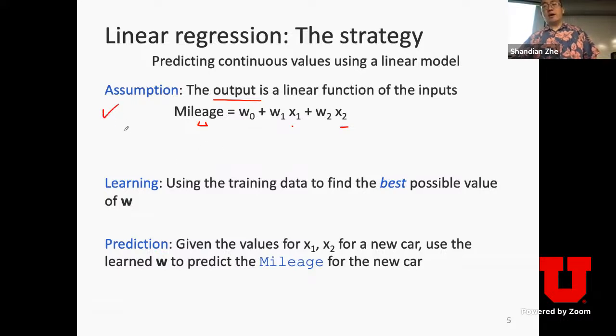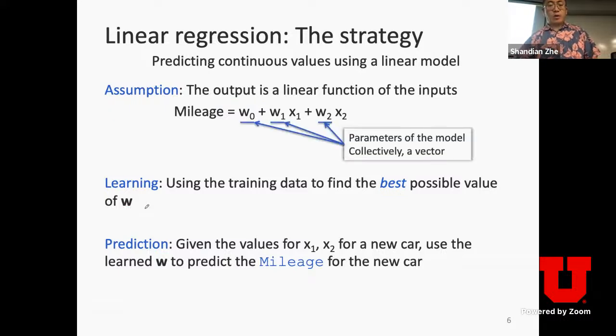So this is our modeling and also our assumption. The learning amounts to using the training data to find the best possible value of W. And here, W corresponds to these three weights, W0, W1, W2. Once we have identified W through training, given the values for x1, x2 for a new car, we want to use the learned vector W to predict mileage for the new car. So this is a whole framework. Does it make sense?